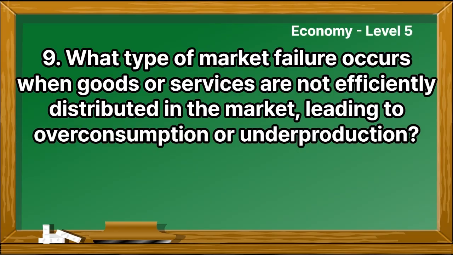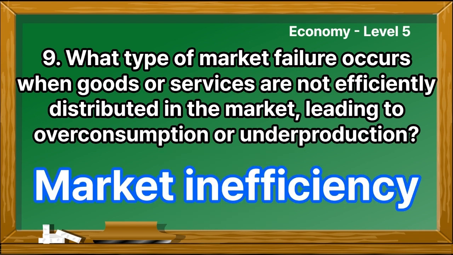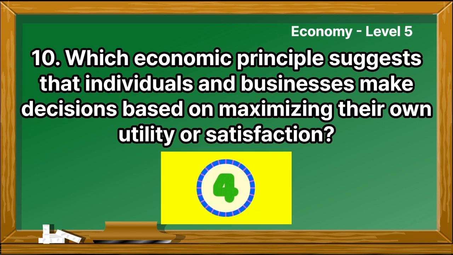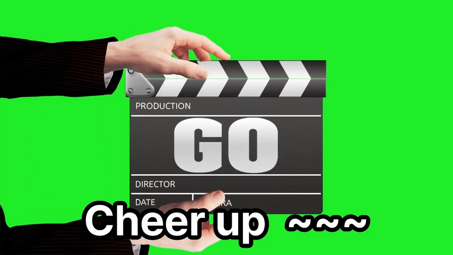What type of market failure occurs when goods or services are not efficiently distributed in the market, leading to overconsumption or underproduction? Market inefficiency. Which economic principle suggests that individuals and businesses make decisions based on maximizing their own utility or satisfaction? Utility maximization. Cheer up.